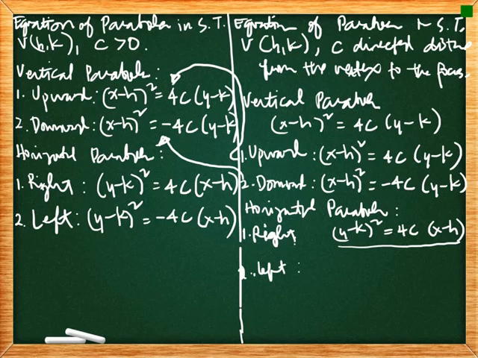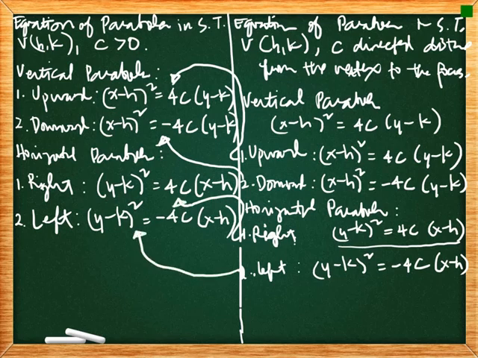When it opens to the left, your c is negative. So this is (y minus k) quantity squared equal to c is negative times 4. That's negative 4c times (x minus h). So as you can see, this is still the same as this equation, and the second one is also the same as that. Alright, so whichever of these two you find more convenient to use, then it would be okay. The equation would still be the same. So I hope it is quite clearer now.